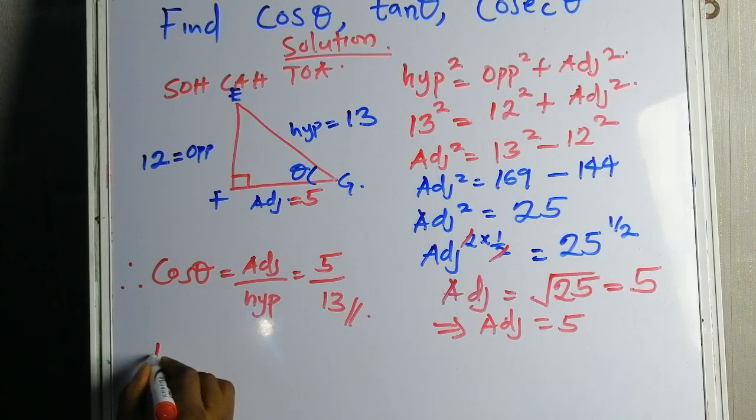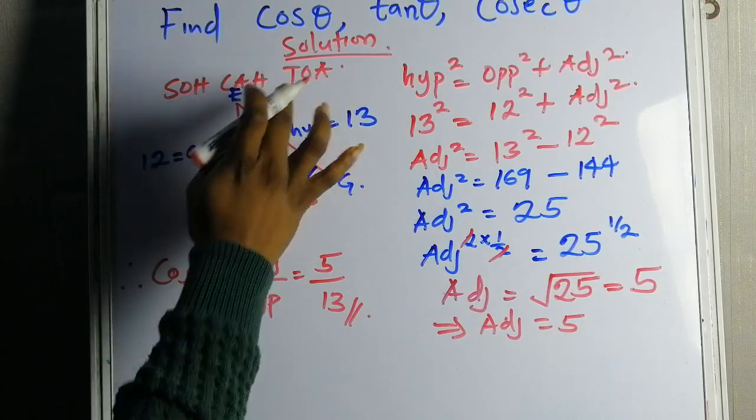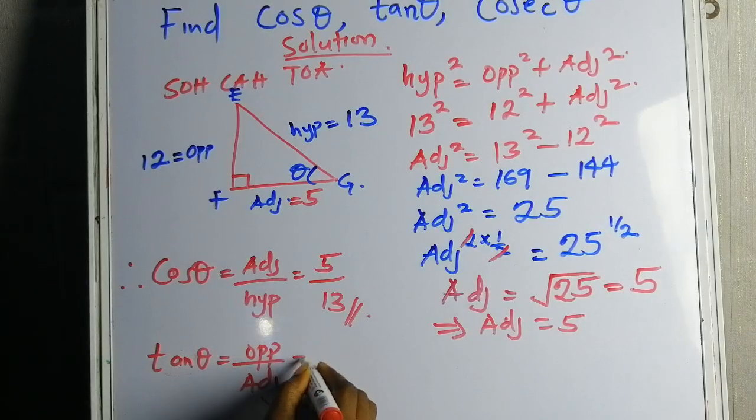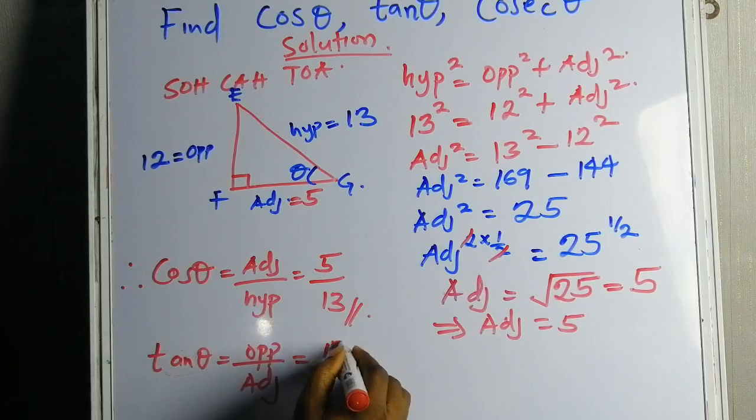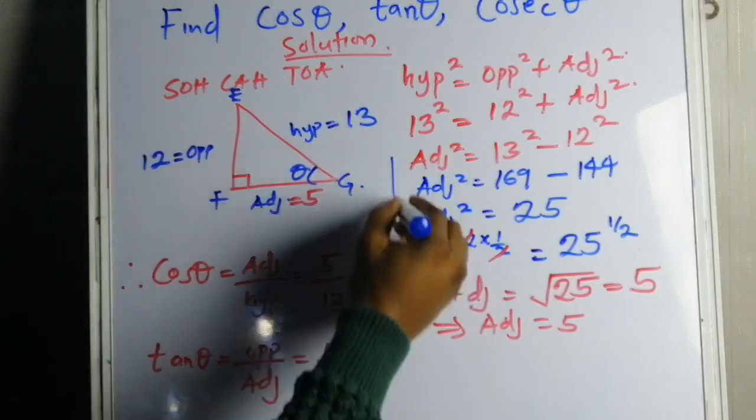Then tan theta is what? Tan theta equals opposite over adjacent. What's your opposite here? That's 12. Then what's your adjacent? That's 5. Very simple. You can see now, those things are just simple. They are just like chin chin and pure water. They are very, very simple.